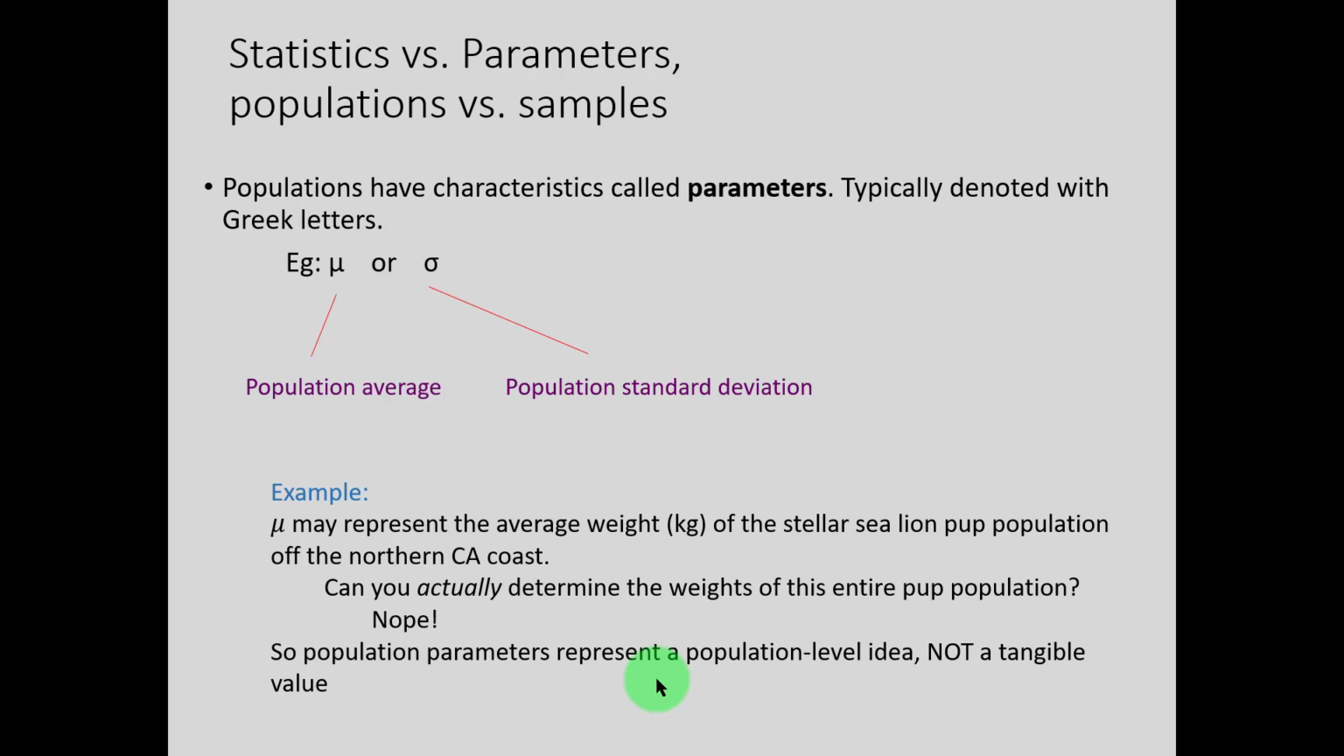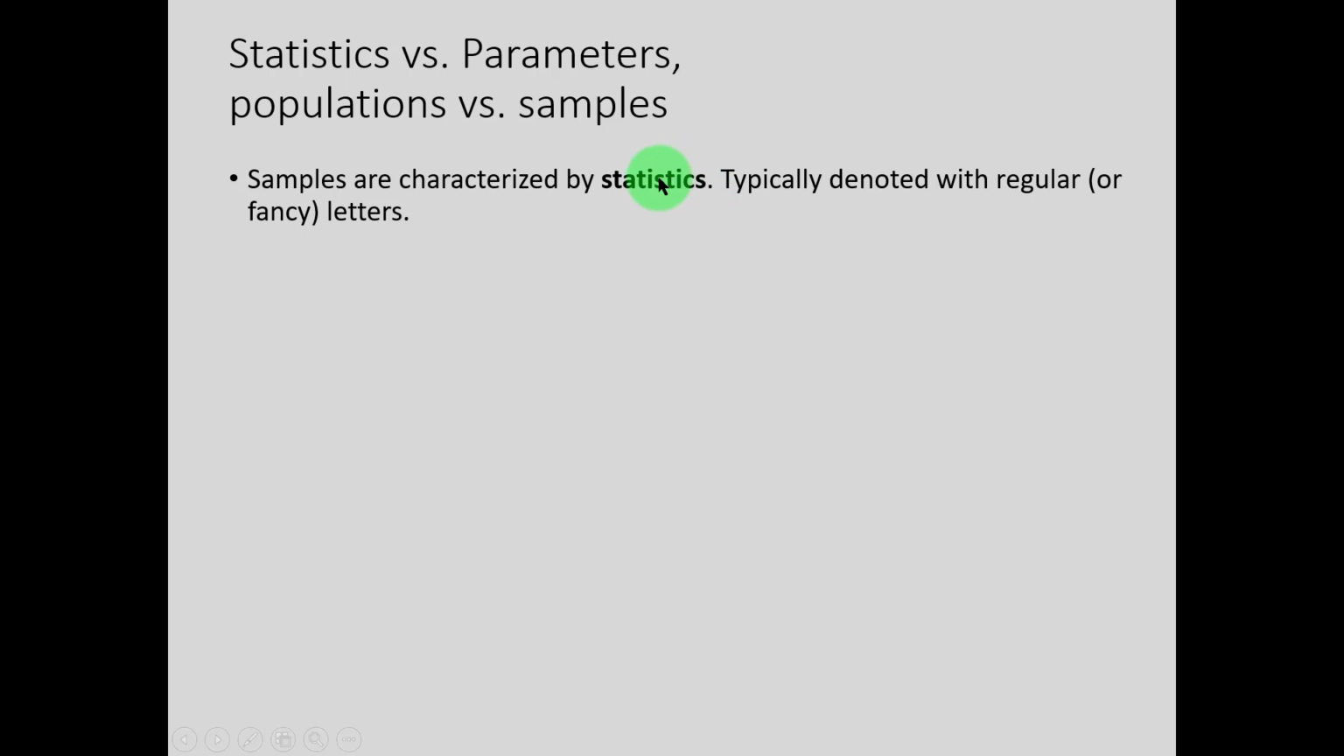To learn about a population, we generally collect a sample from it. Information that is collected from the sample are called statistics. And we shorthand these not with Greek letters, but with regular letters that sometimes have hats on them or bars. And these are two letters that are often used to represent the same idea, the average or the mean and standard deviation, but as applied to a sample. So there's a distinct difference there. Let's go back to our sea lion pups.